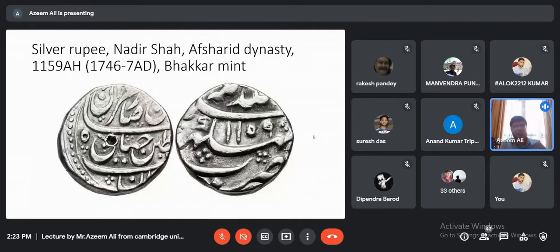So you can see it's very similar to Mughal rupees that were struck at the time. And it gives the regnal year, 1159 here.